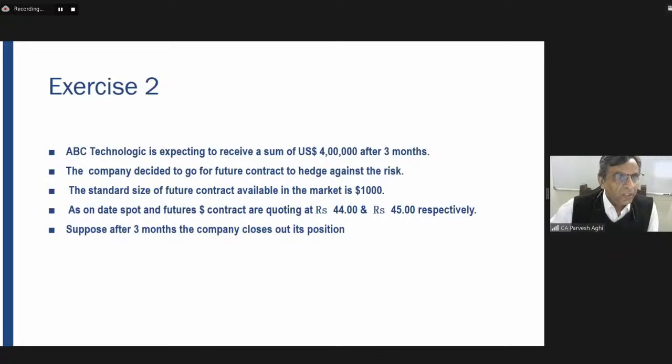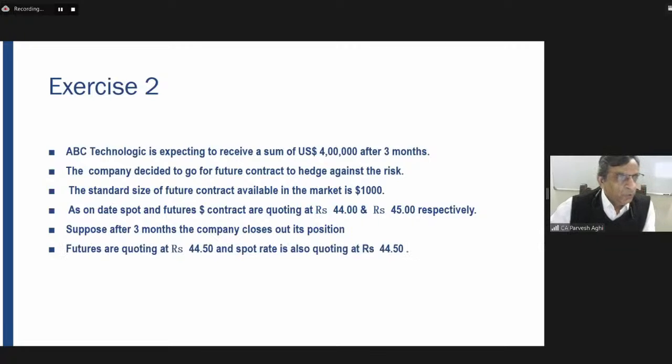Suppose after 3 months the company closes out its position. Futures are quoting at 44.50 and the spot rate is quoting at 44. Normally they are almost equal, because the futures depend on the RBI reference rate, and the spot rate may be slightly here and there. Here, the futures are quoting at 44.50 and the spot rate is also 44.50.